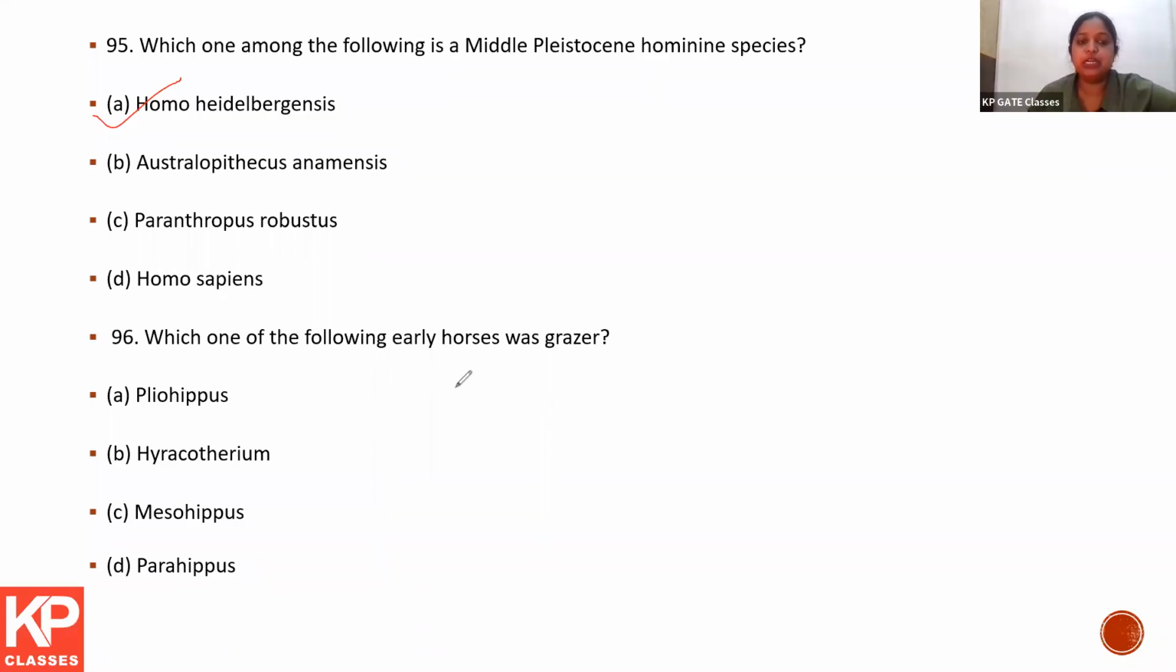Next one, which one of the following early horses are grazers? So here, Pliohippus is the answer. The one that started being the first grazer is Merychippus. After that, Merychippus evolved into Pliohippus. So Pliohippus is the right answer. If Merychippus was in the options, Merychippus would be the right answer. But though the Merychippus to Pliohippus evolution happened, among the options, the early horse which was a grazer is Pliohippus.